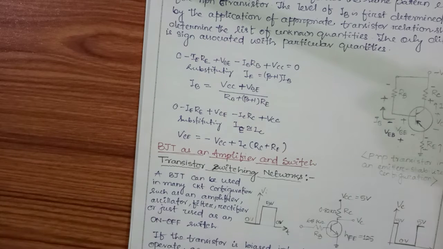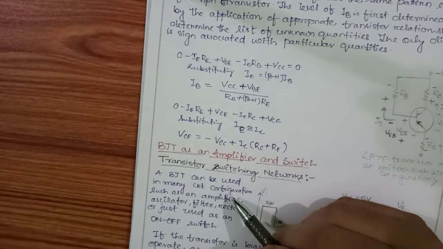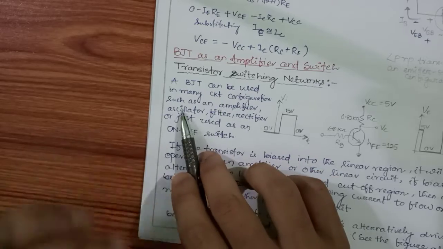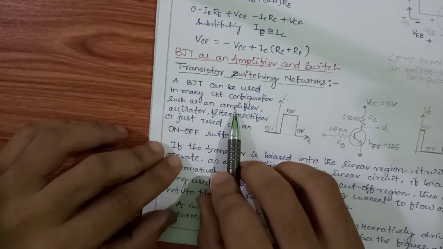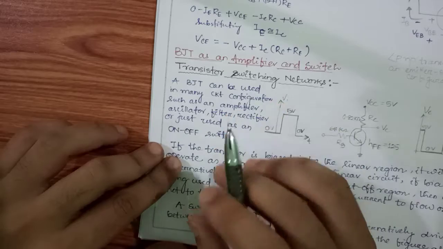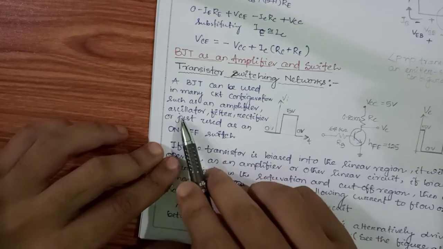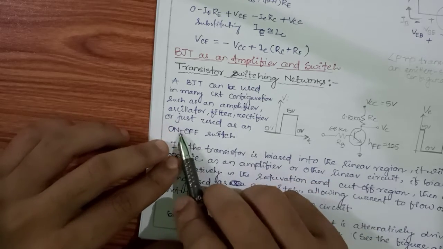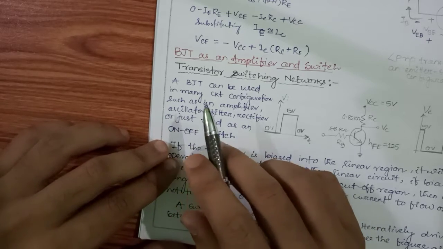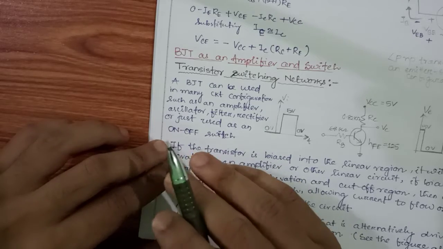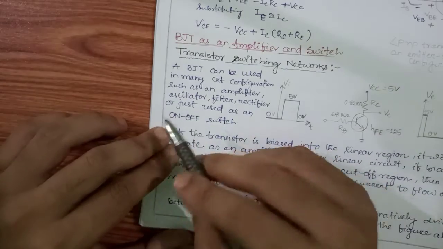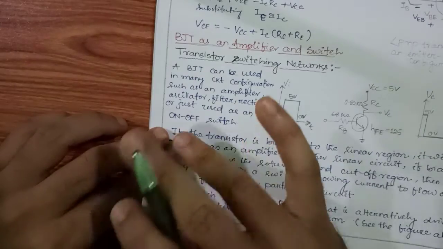Now we will see how our BJT can act as a switch. Actually our BJT can be applied in many applications. You see here I have written this point. A BJT can be used in many circuit configurations, such that it can be used as an amplifier, means to increase the strength, to enhance its amplitude. Then it can act as an oscillator, also act as a filter, rectifier, or on-off switch. The switch that we are using in our daily life, in our home, this transistor can be used for that switch also. Switch means it will shift from on to off. Switch, it will change its state.